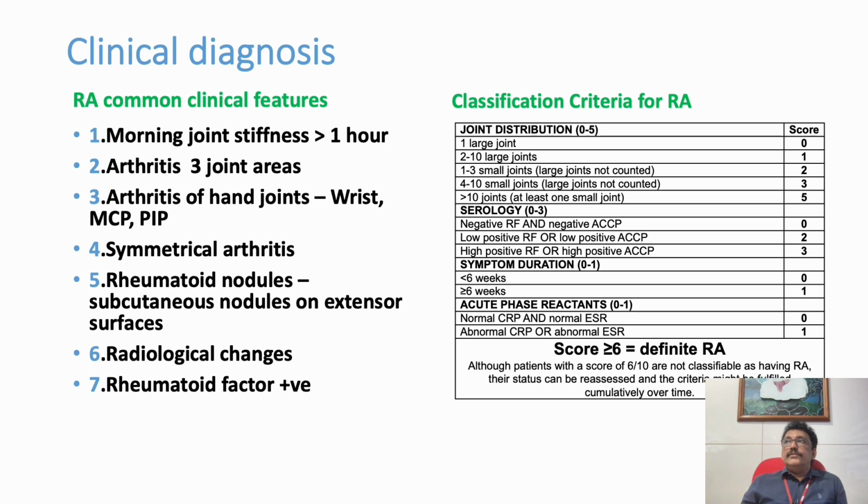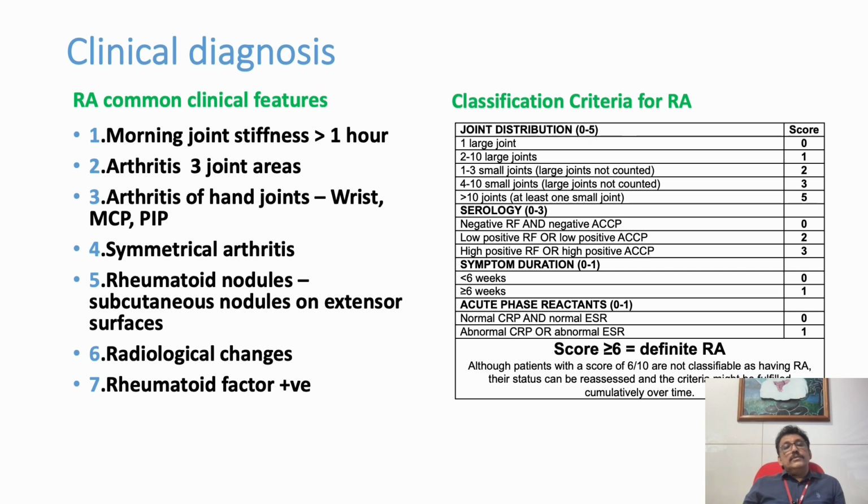Symmetrical arthritis is very, very important. You can see in psoriatic arthritis or ankylosing spondylitis, they are asymmetrical arthritis. Here what you are seeing is symmetrical. Both sides will be involved at the same time and the progression also will be the same. The progression in both upper limbs will be the same.